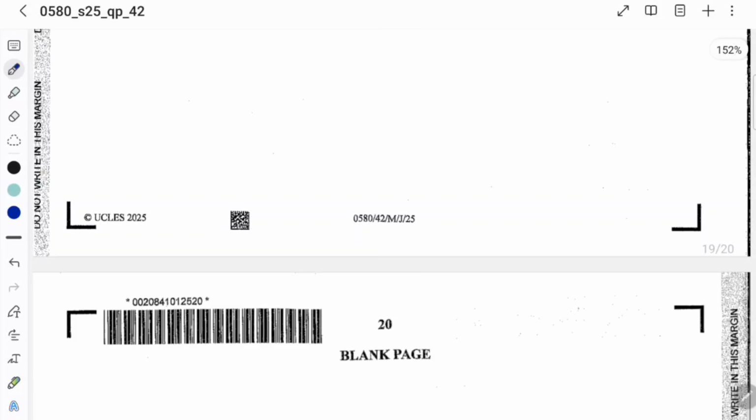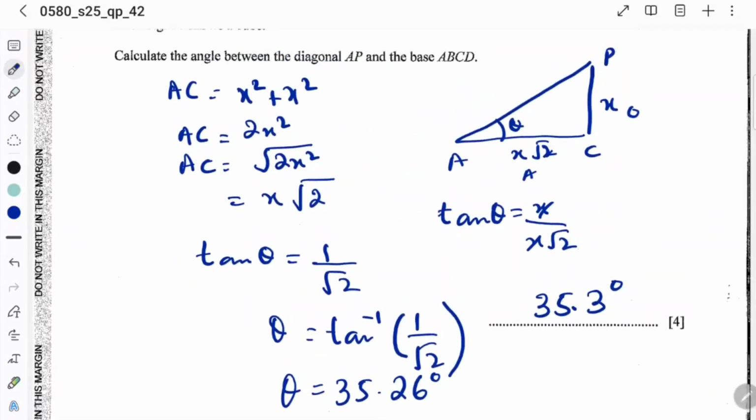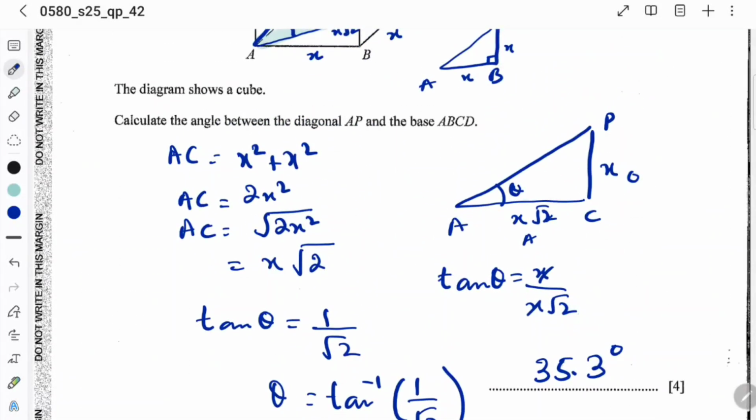So we completed the whole paper of 0580 IGCSE Maths 2025 paper 4-2, and calculator is allowed in this paper.